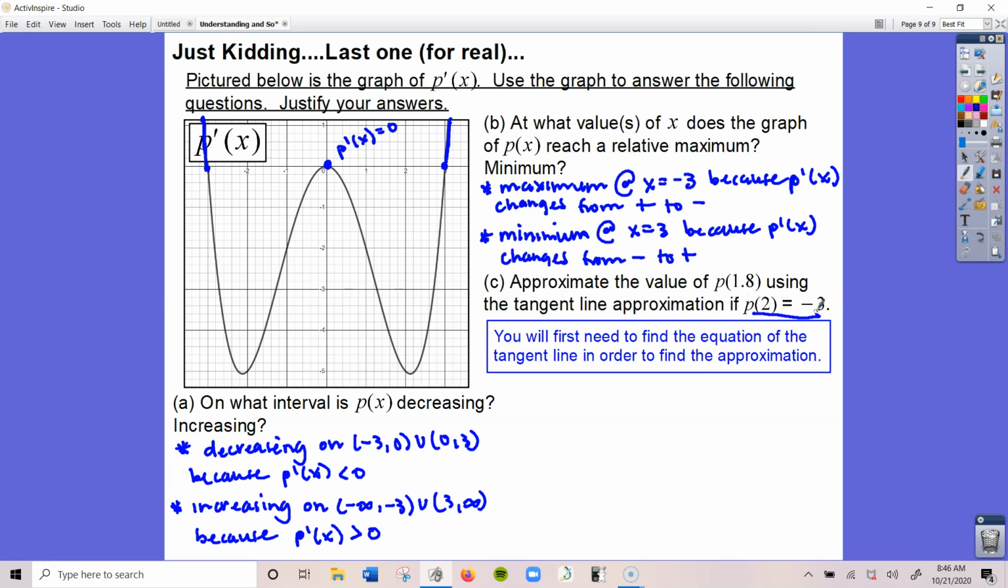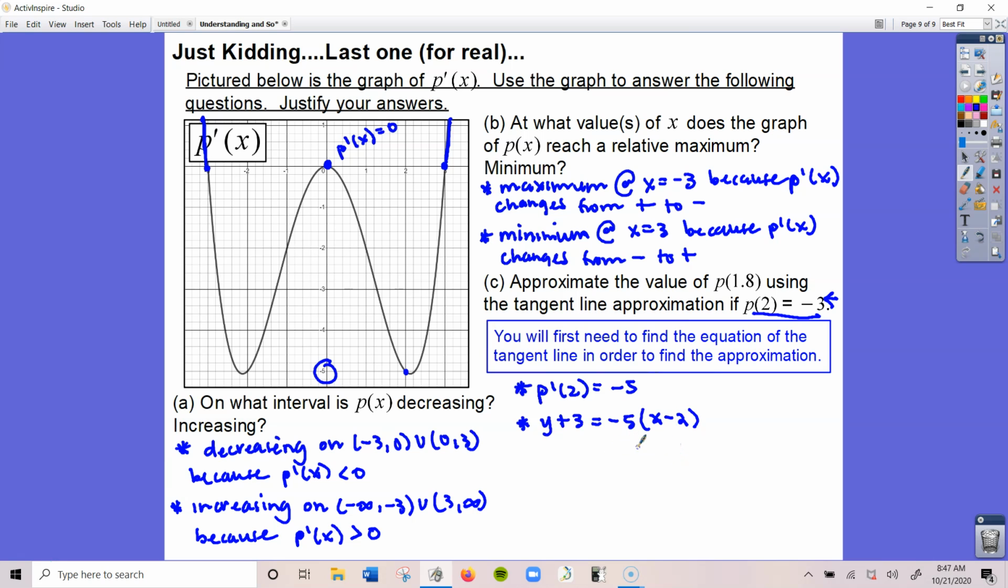So since we're given this point of tangency for when x is equal to 2, 2 is really close to 1.8. So we would have to first write the tangent line, since I don't have it yet, before I can approximate for p of 1.8. So we have our point, so we need p prime of 2, which is on my graph, right, since this is p prime. So when I go to 2, I get that p prime of 2 is equal to negative 5. So now I'm able to write my equation. Y minus negative 3, which is given here, so plus 3, is equal to negative 5 times x minus 2.